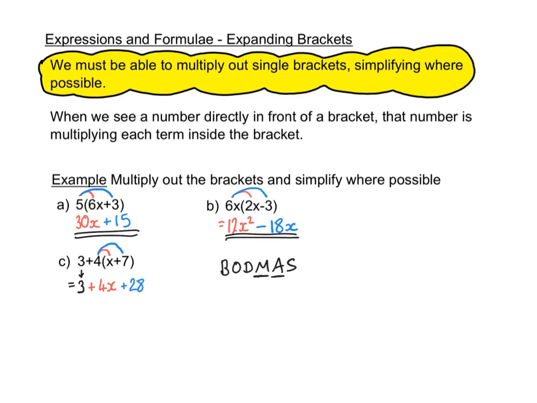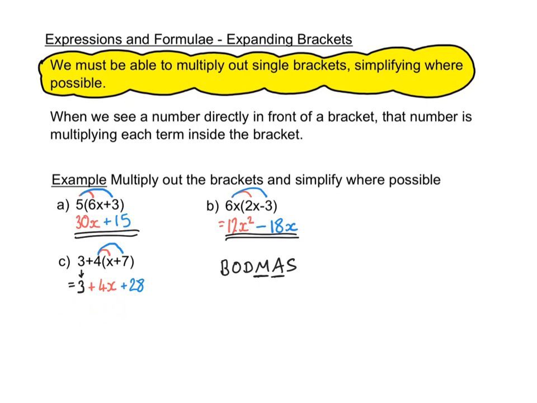Now up until now it hasn't been possible in any of the examples we've done to simplify, but this is the first example where things can actually be simplified. We have here our 4x term, and we have this 3 and this 28. These two terms at either side are both constant terms. In other words, they don't have an x term attached to them or any letters attached to them, so they can actually be simplified or brought together.